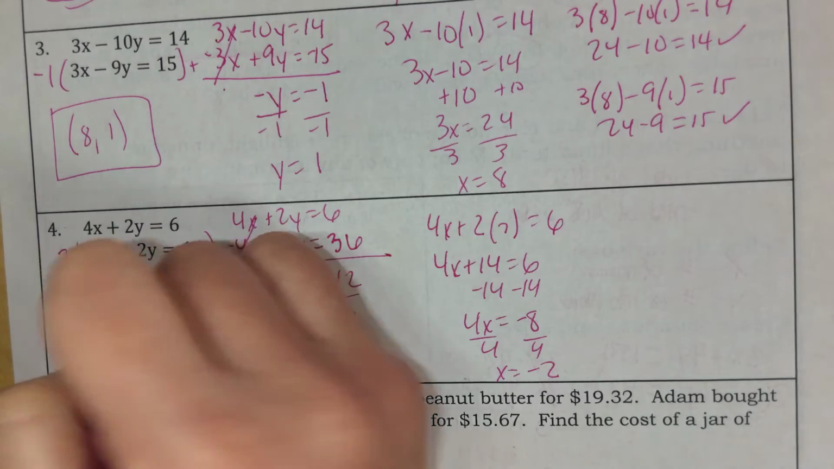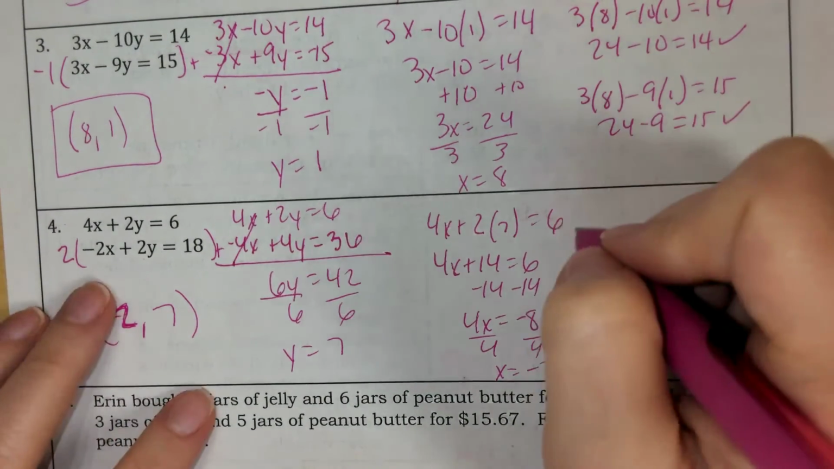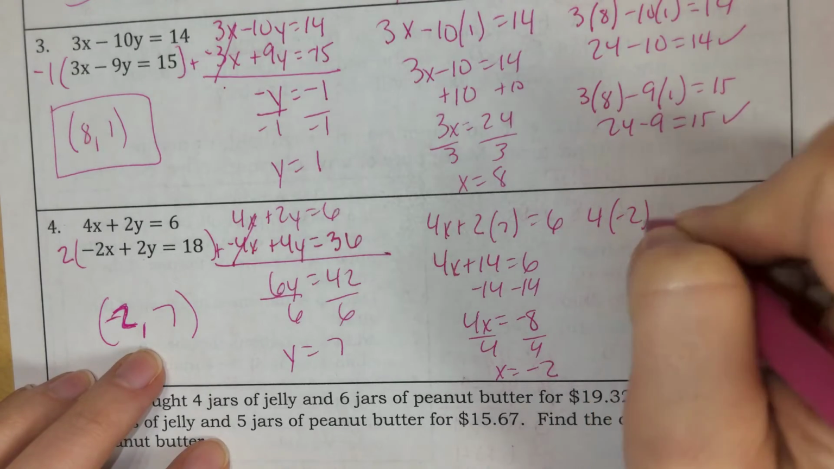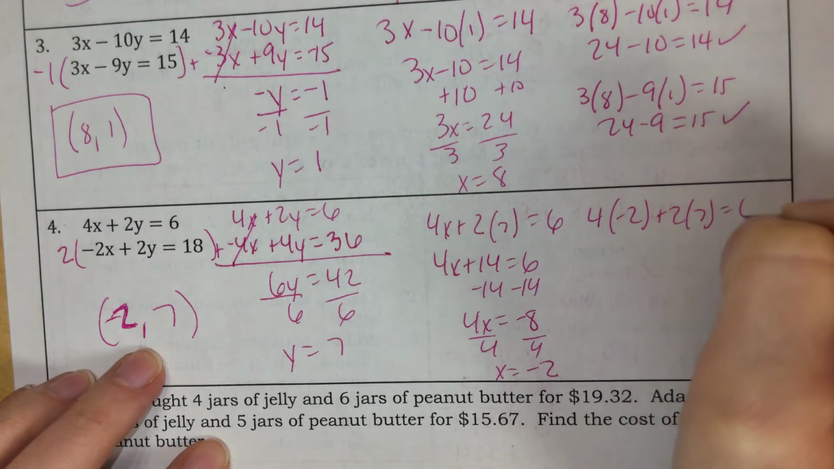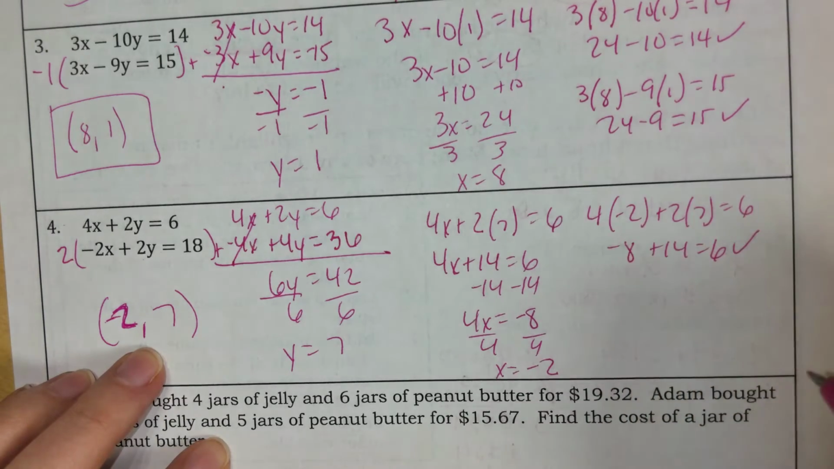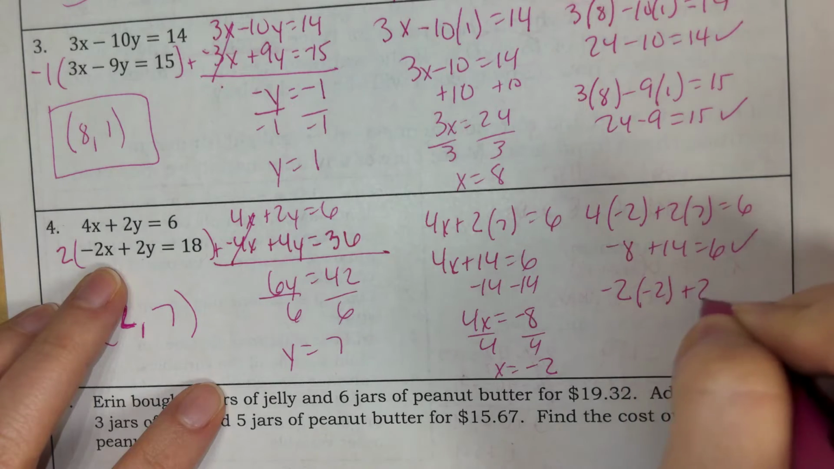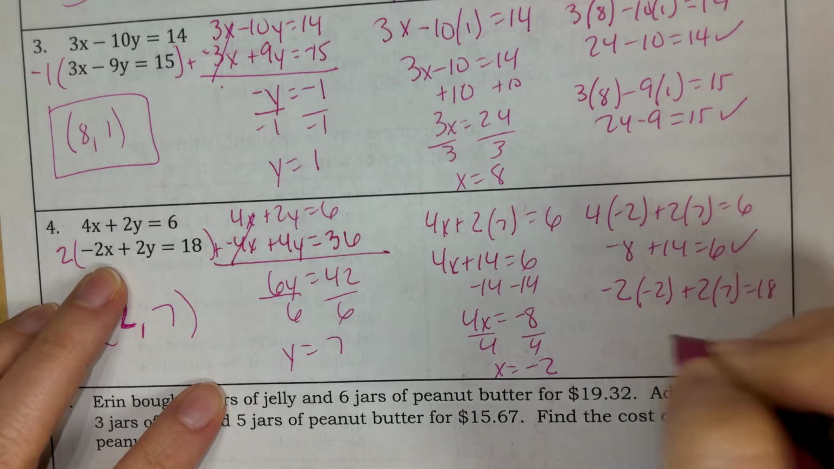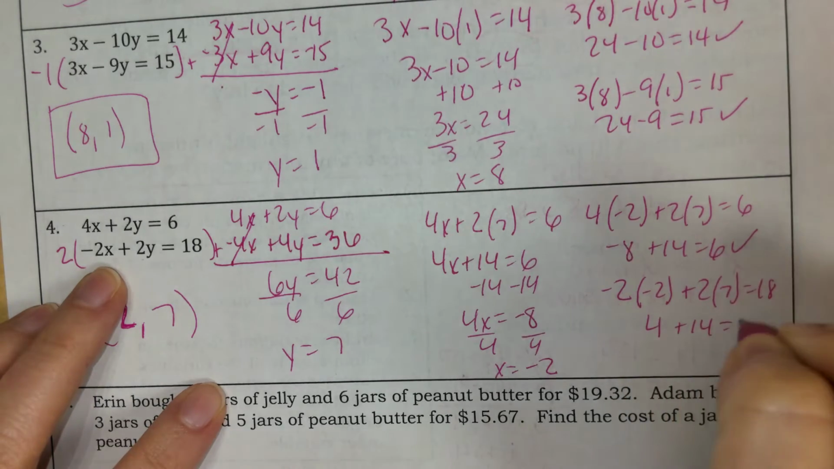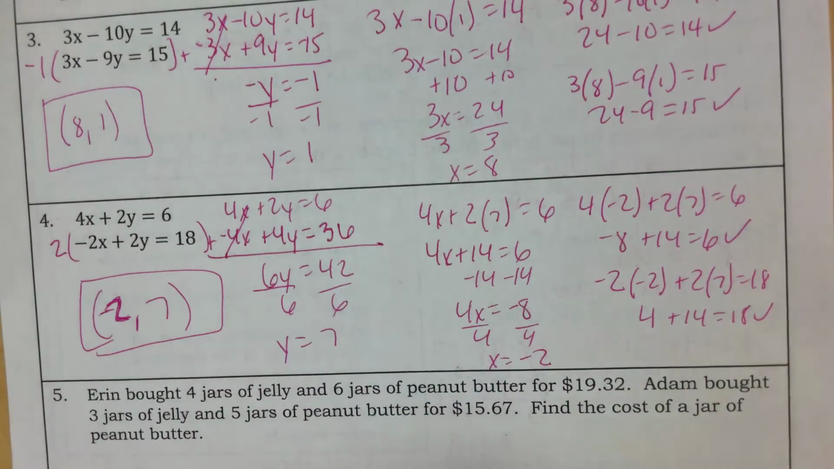Try to make that a little clearer. It's a negative 2. I just need to make sure that both conditions have been met. So 4 times negative 2 plus 2 times 7 is supposed to equal 6. That's negative 8 plus 14. That equals 6. And then the other condition is that negative 2 times negative 2 plus 2 times 7 is supposed to equal 18. So that's 4 and 14, and that does equal 18. So both conditions have been met.